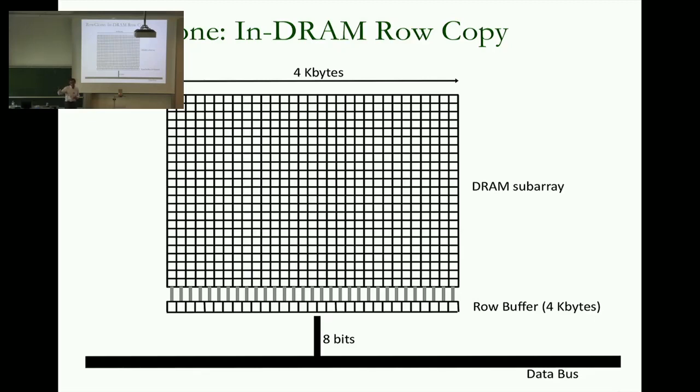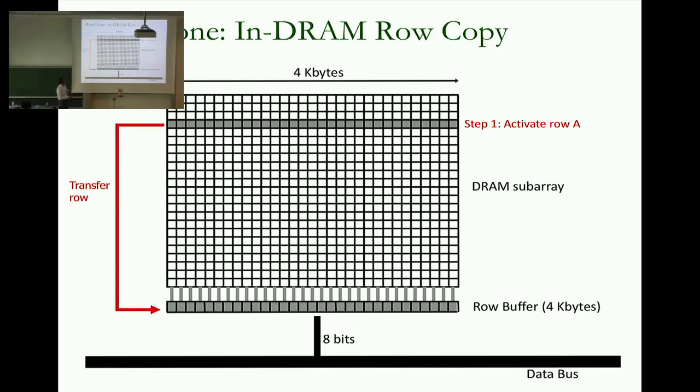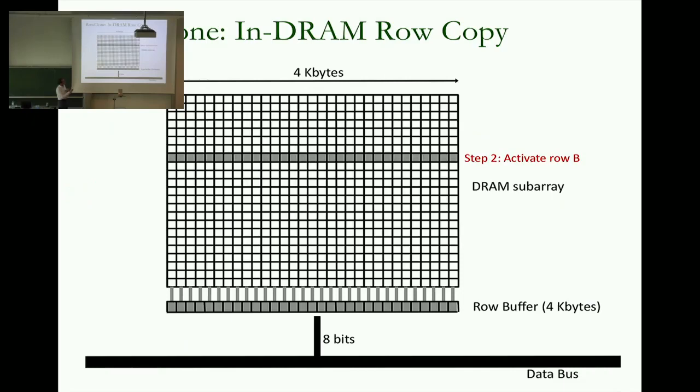Okay, so how do you do it inside a memory chip? If you look at DRAM, it consists of rows, and these are the sense amplifiers. Basically, it's very simple, almost no hardware cost. The first step is to activate the source row, which brings the data into the row buffer. Now the data is over there. And the next step is actually to activate the destination row. If you activate it, it implicitly deactivates the source row. It connects the sense amplifiers to the destination row, and the sense amplifiers drive the data that they strongly store into the destination row. And that's the idea.